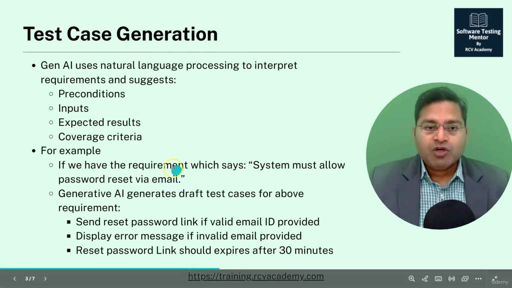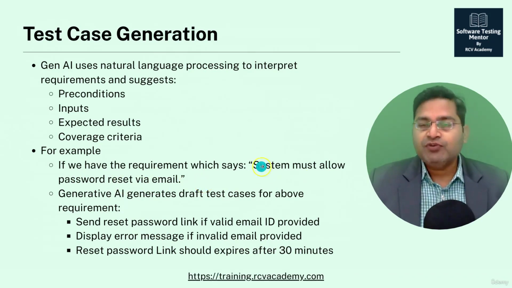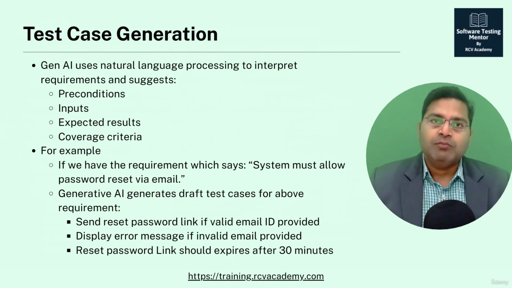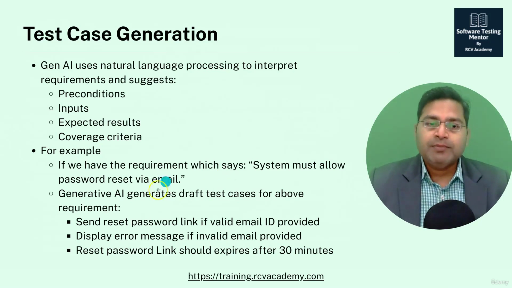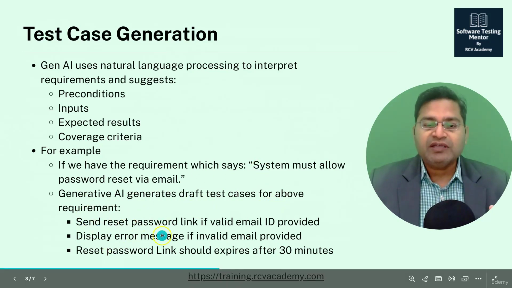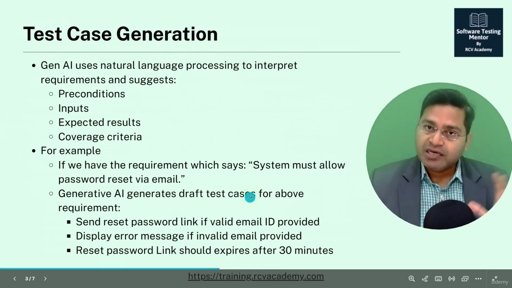For example, suppose you have the requirement: system must allow password reset via email. If you just prompt, write the test cases for the requirement which says the system must allow password reset via email, then generative AI will be able to generate the test cases or conditions. It doesn't matter which model you go to, Microsoft Copilot or Google Gemini. Generative AI generates draft test cases for the above requirement and lists a few examples, and we'll see that in action in the upcoming video.